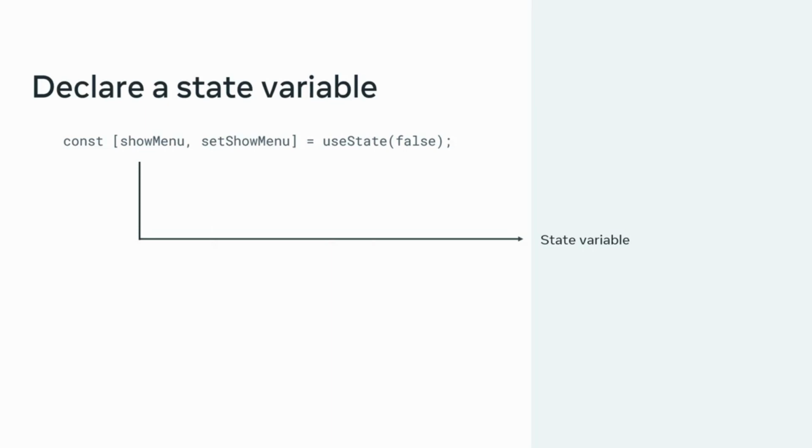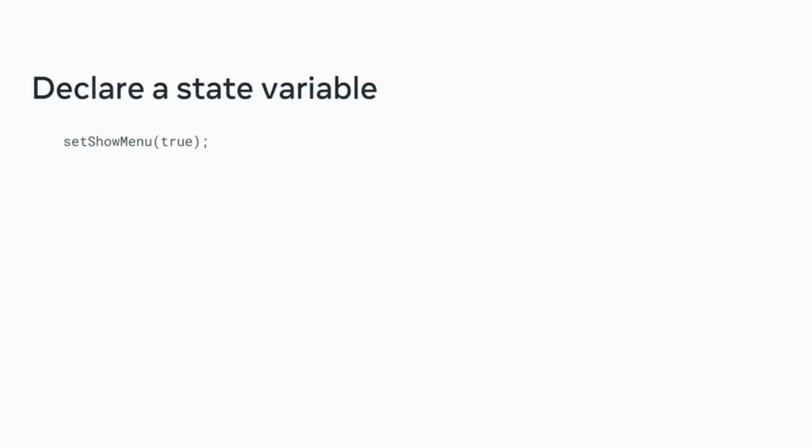It creates a state variable with an initial value that represents the current state, which in this example is showMenu, and it creates a function to set that state variable's value, which in this case is setShowMenu. The function setShowMenu is used to update the value of showMenu by passing a Boolean value to it. It doesn't matter what names you use. They are all defined by you based on your component and use case.